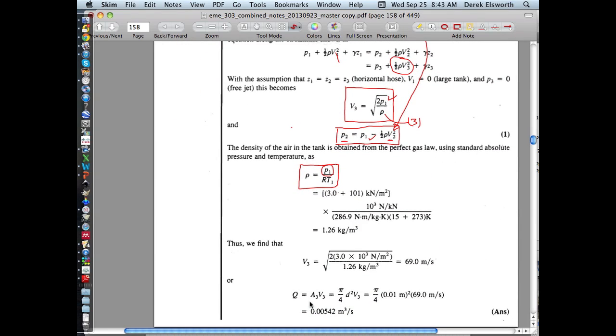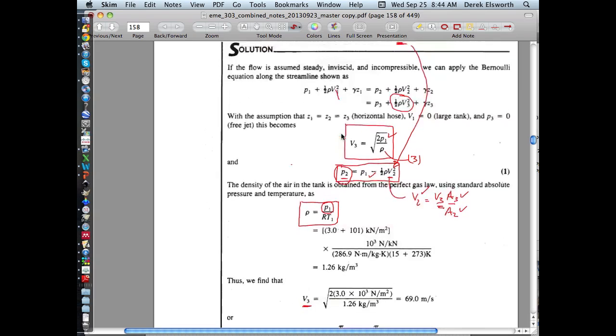And if we know this flow rate at point 3, then we also know the flow rate at point 2, because V2 is equal to V3 A3 over A2. We know both of these areas. We now know this velocity here. And if we know this velocity here, we can calculate the pressure at point 2. And so, convoluted, unfortunately, but a way of being able to solve it.